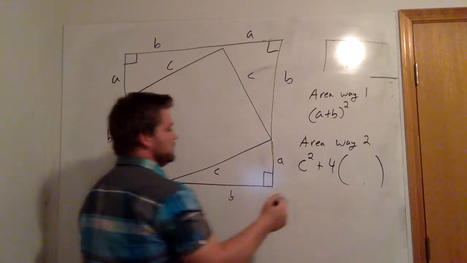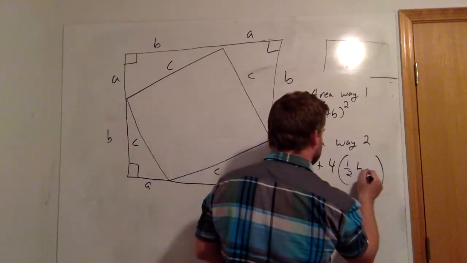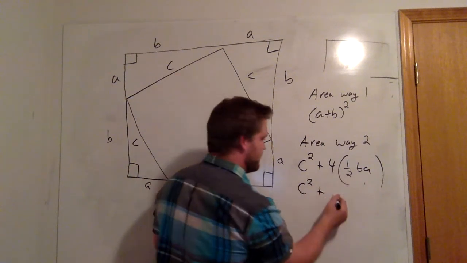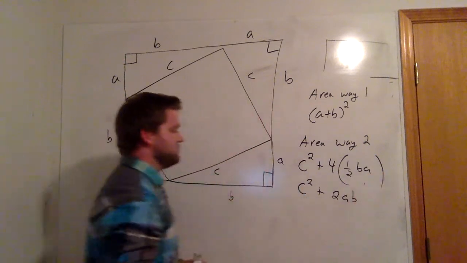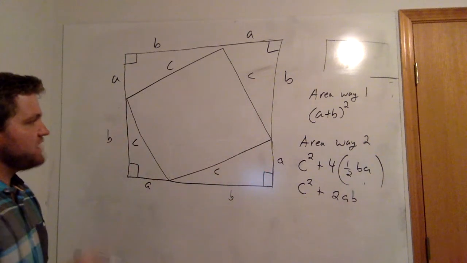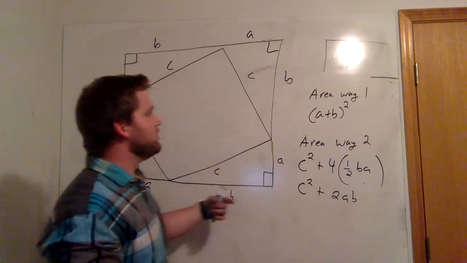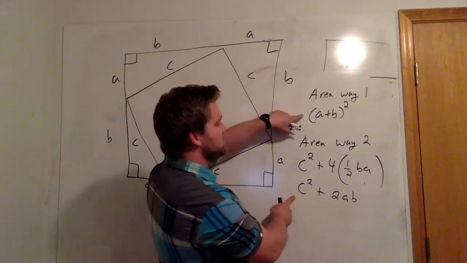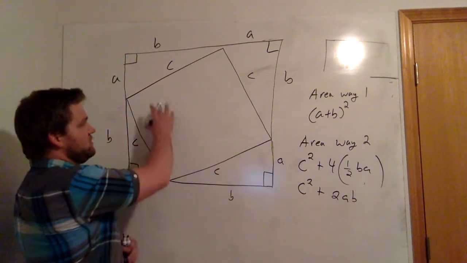So 4 times 1/2 times base times height, B times A. Or we have that C squared plus 4 times 1/2 is 2. How about I write AB, since order of multiplication is commutative. So what I must have here is I must have that these two are the same. If you agree that I've calculated the area in two different ways, if you agree that these areas should be the same, then let's see what we get. So for space, let's write it in here.